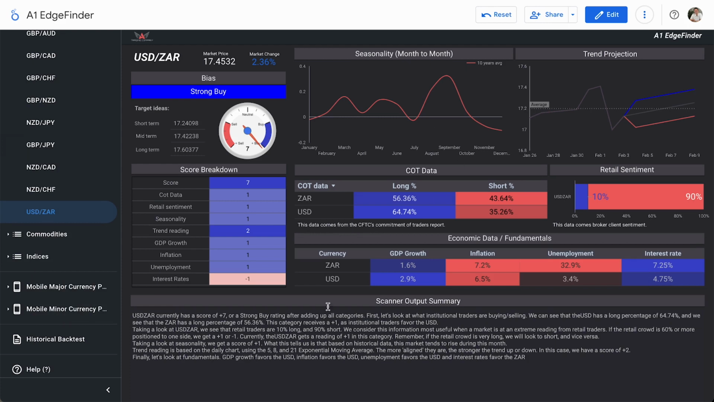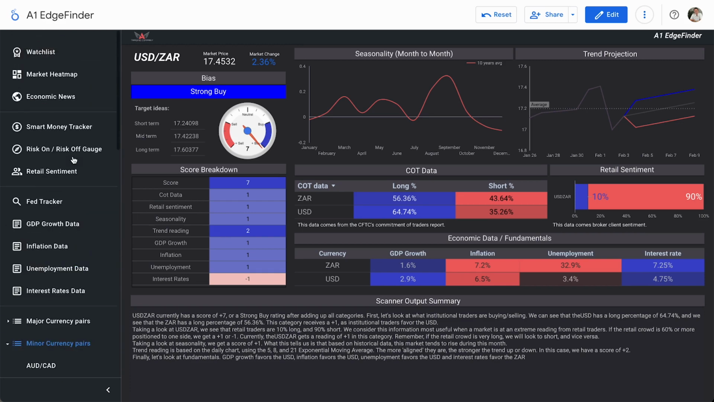All right, so quick breakdown of our strong buy USD ZAR. Historically speaking, it typically performs well in this month. Institutional traders agree to go long on the US dollar. Retail traders are shorting, and again, typically when they go short, we go long. Our trend reading is showing a nice trend, lots of upward moves here. One bad day, but then shot back up again so far today. And fundamentally speaking, the United States dollar is looking better, more bullish fundamentally than the South African rand. So looking like a decent buy here.